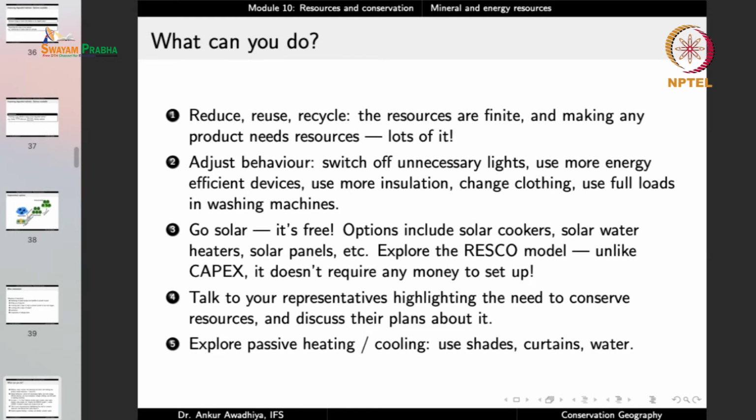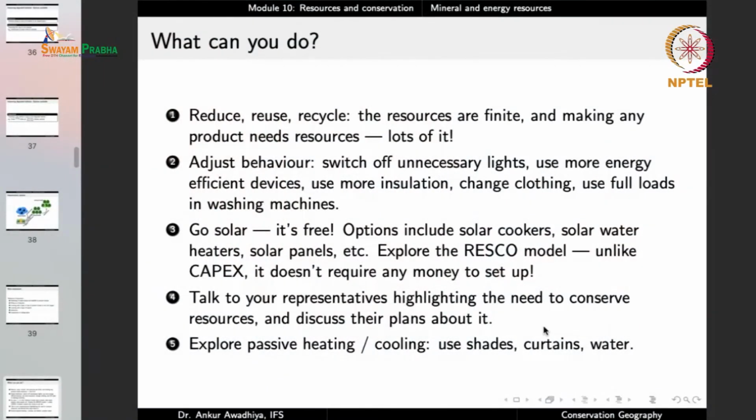One is reduce, reuse and recycle, because the resources are finite and making any product needs resources, lots of resources. And so when we talk about reducing our impacts on the planet, reducing our usage of minerals and energy resources, then the first thing that we need to do is to reduce our use of anything, reuse things as far as possible, recycle things as far as possible, because by doing these we will be able to conserve a lot of mineral and energy resources.